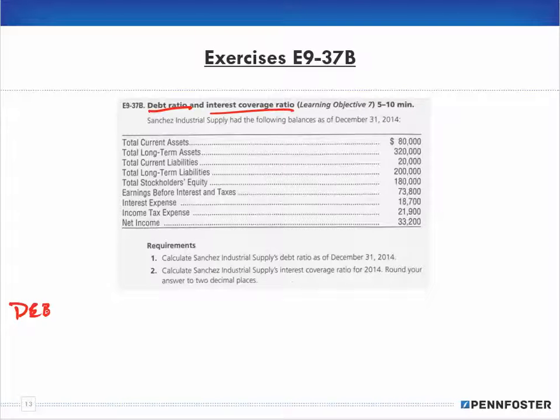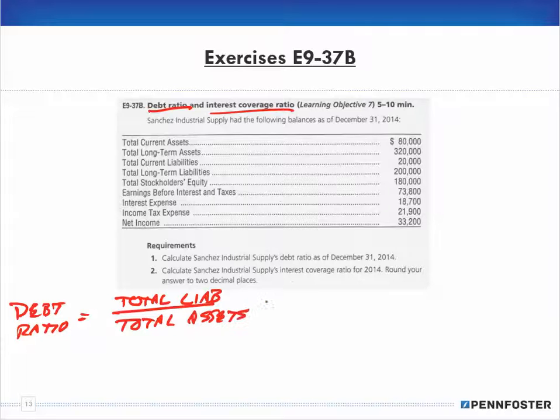Our debt ratio is our total liabilities over our total assets. Okay, so when we look up here, what do we have for our total liabilities? We have a total current liability of 20,000, and a total long-term liability of 200,000. So 20,000 plus 200,000 is 220,000 for our liabilities.